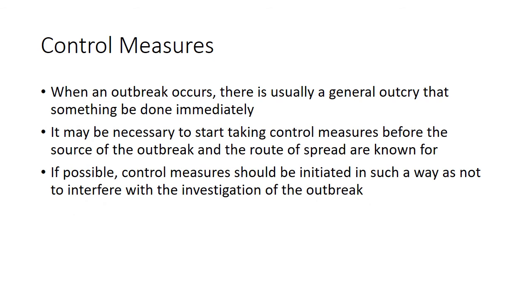So looking at control measures, when an outbreak occurs, generally there's going to be an outcry that something should be done immediately, and it may be necessary to start taking control measures before you really have the source of the outbreak, or before the routes of spread are known. If possible, these control measures should be initiated in a way that does not interfere with the investigation of the outbreak itself. That's the other important thing: you don't want any interference with getting a better definition of what's going on and how it's working.